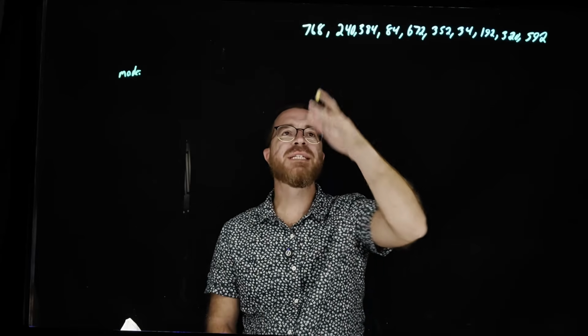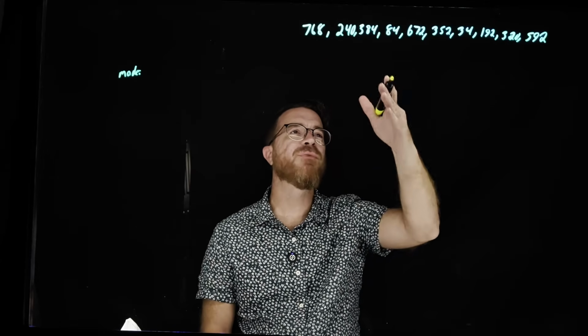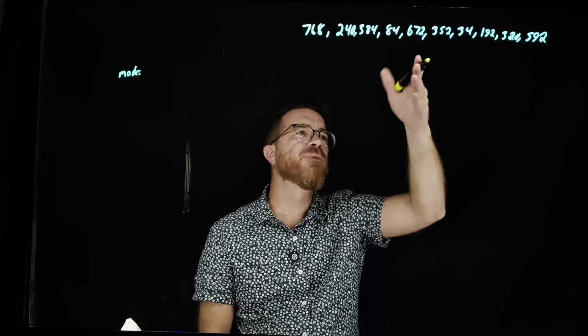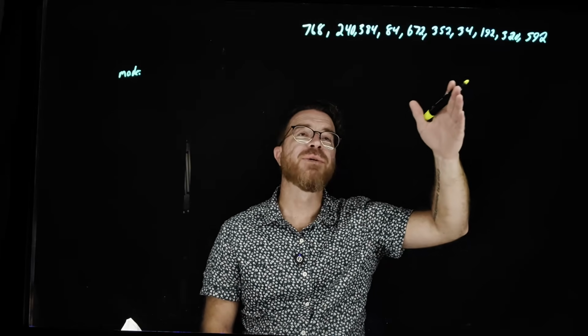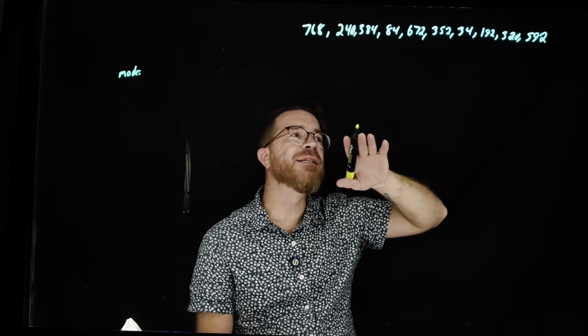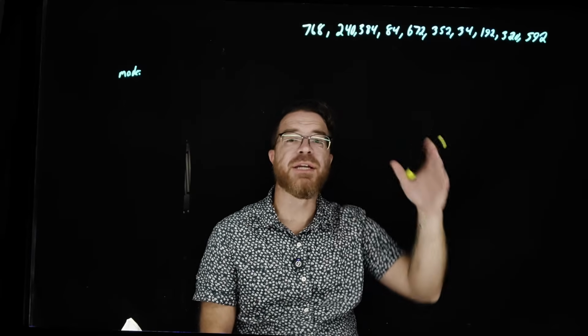So we have 768, 240, 384, 84, 672, 352, 34, 192, 320, and 592. So looking at this, it doesn't look like I actually have any repeats.